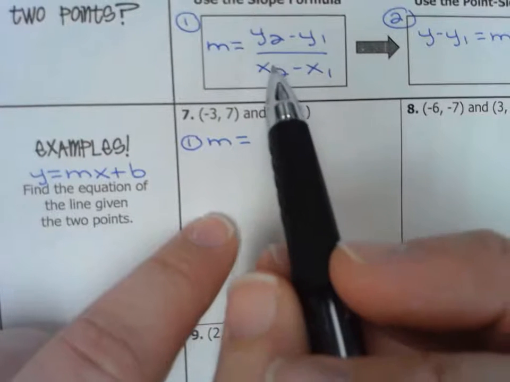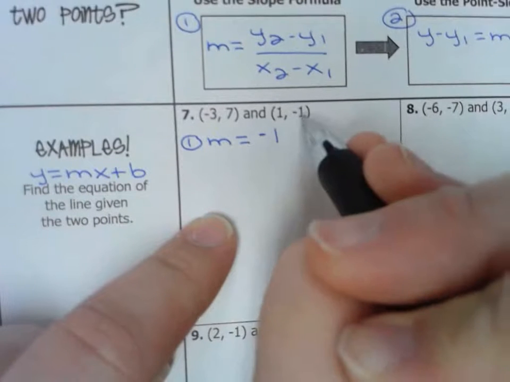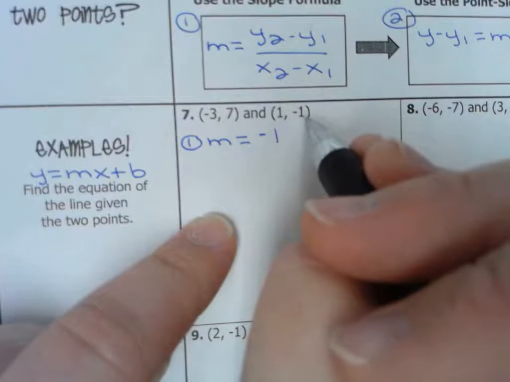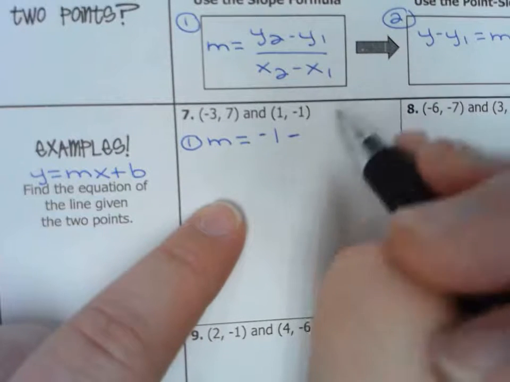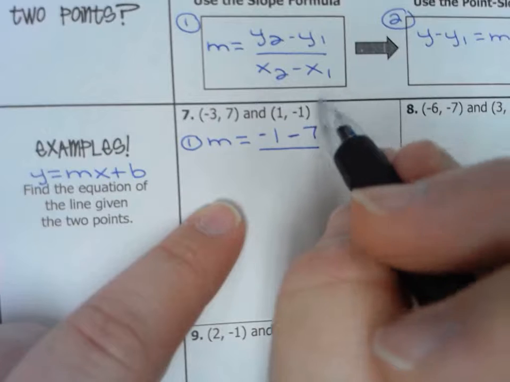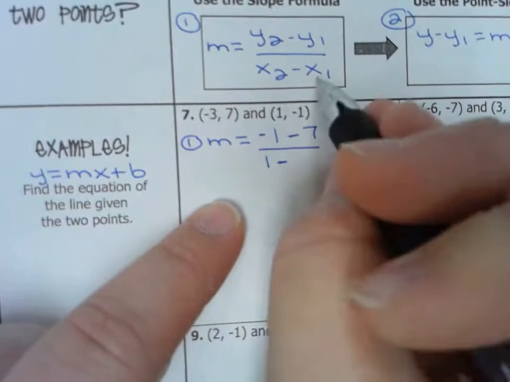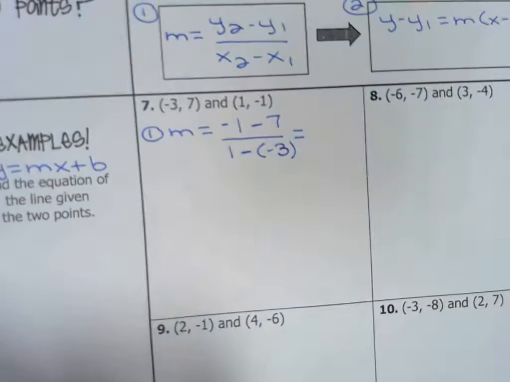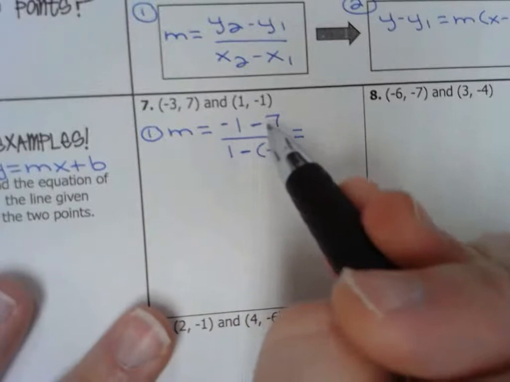What is y2? y2? -1. It is the y value in the second ordered pair, which is -1. So the y value in the second ordered pair is y2, that's -1, minus, what's y1? 7. Over, x2, the second x value, which is 1, minus the first x value, which is -3. So be careful, it's 1 minus -3. Now, you've done this before. What's -1 minus 7?